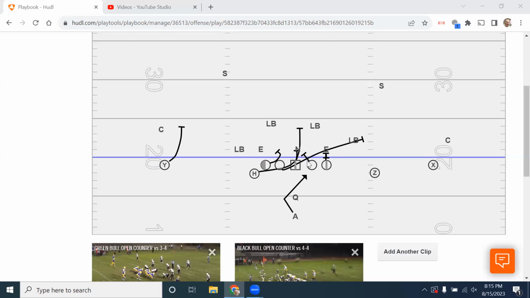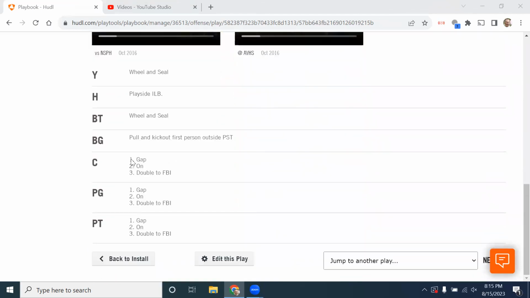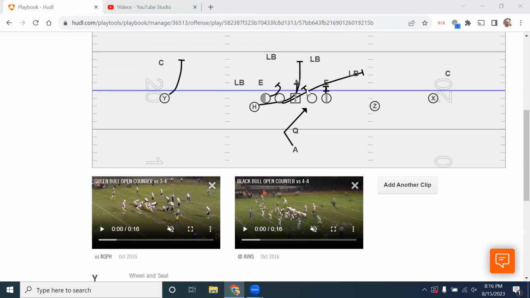And now what's different and what's nice about our pull plays is that your rule is gap on double team to the first backer inside or backside. I just like inside because that sounds like FBI, and we know what the FBI is. It's easier to remember. So you're doubling to the first backer backside.